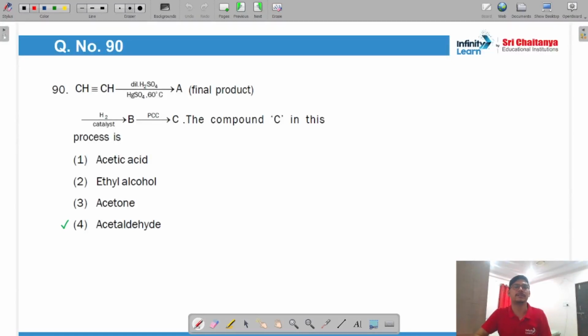CH triple bond CH, dilute H2SO4, HgSO4. So this is acetylene. We are carrying out the hydration. This gives us aldehyde. Remember guys, acetylene is the only alkyne that gives aldehyde in hydration reaction, right? Now I'm carrying out the reduction. So reduction gives us CH3CH2OH alcohol, and then carrying out the oxidation with PCC. PCC oxidizes primary alcohol to aldehyde. So again we get acetaldehyde.